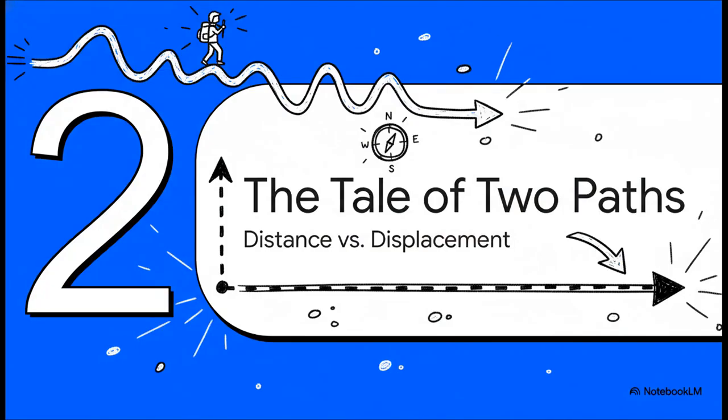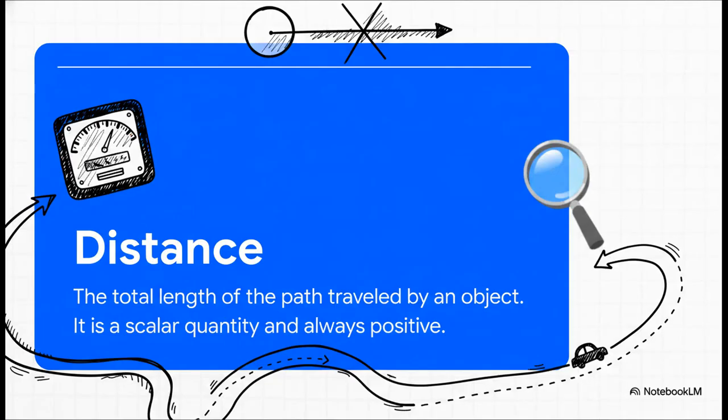So let's put this whole scalar versus vector idea to the test. We'll start with our first big matchup, the tale of two paths: distance versus displacement. Distance is pretty much what you think it is. It's the total ground you cover. The best way to think about it is like the odometer in your car. It doesn't care if you went forwards, backwards, or in circles. It just keeps adding up every single meter you travel. It's a scalar, just a number that always goes up.